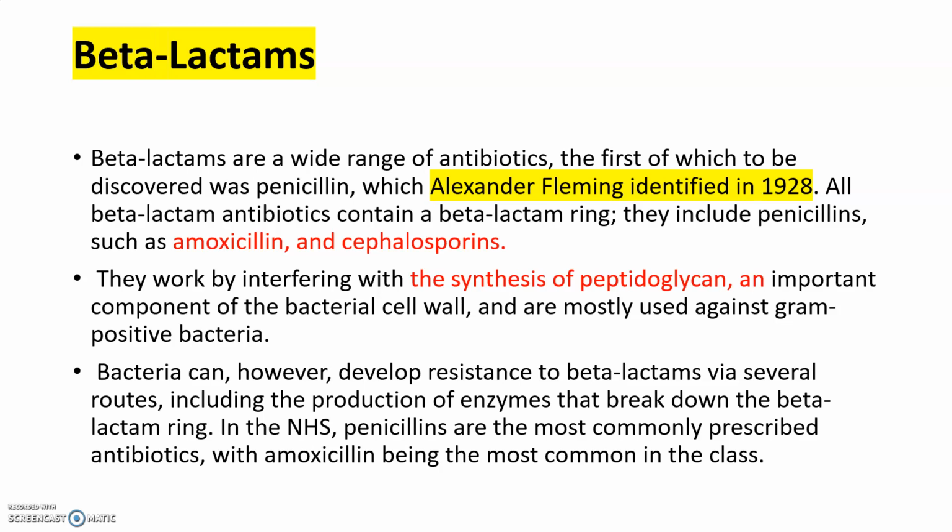The bacteria can, however, develop resistance to these beta-lactams, which we will study in detail later. Here we can mention how resistance develops through several routes, including the production of enzymes by the bacteria. Bacteria produce certain enzymes, and those enzymes are capable of breaking down the beta-lactam ring of these antibiotics.